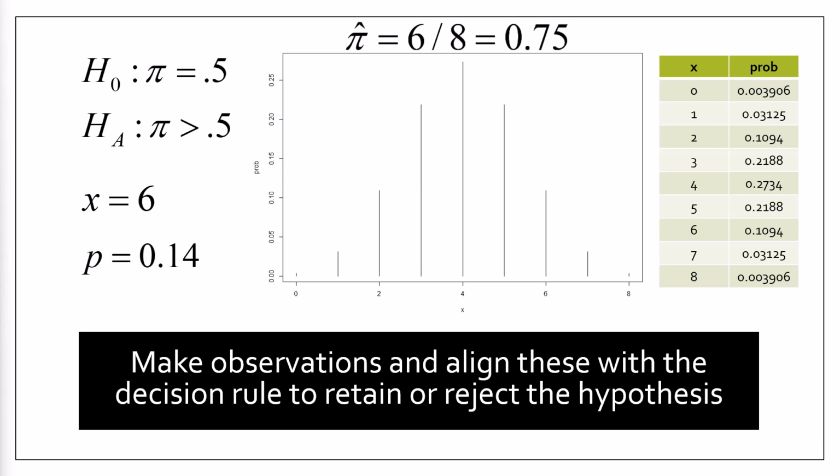So I come away from this study saying a couple things. One is, it looks like my treatment may work because 75% of the individuals in my sample were helped by the treatment. However, I do not have enough evidence to say that it would work to that same extent in the population, and more specifically, that more than 50% of individuals in the population would be helped.